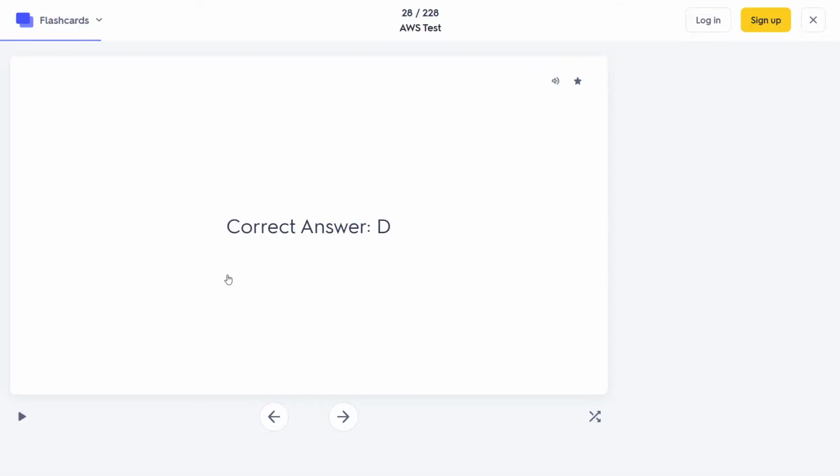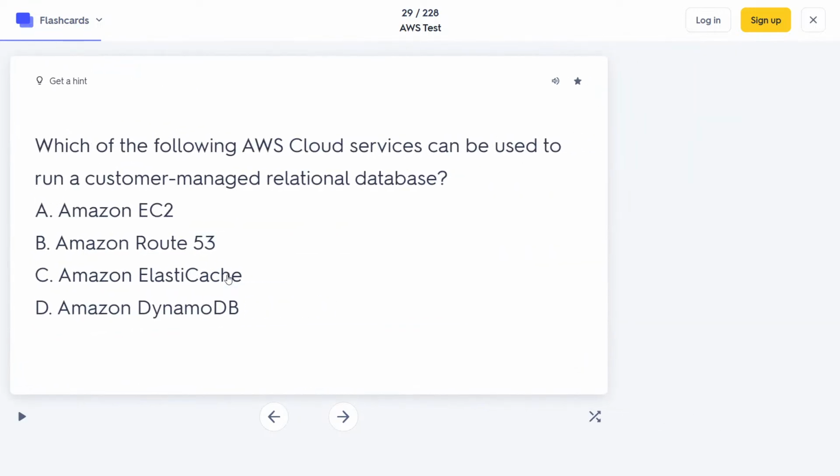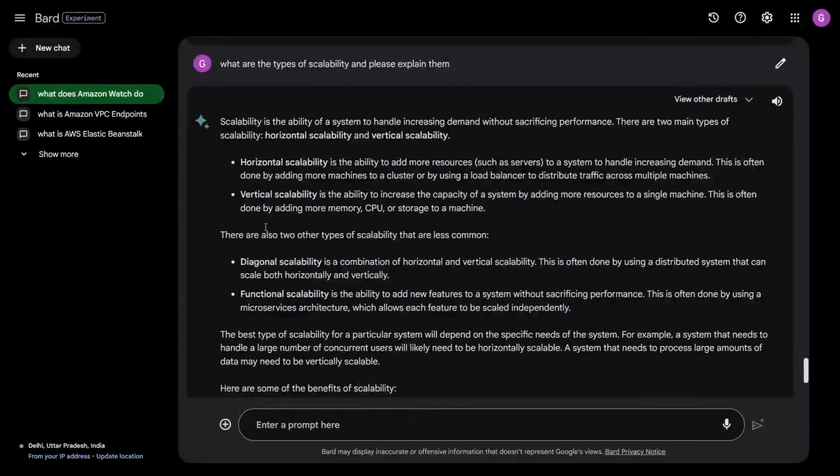Yeah, so we were talking about Bard. Welcome back, Magicals. So, which of the following AWS Cloud, wait, was I talking to Bard? Oh, yeah, what are the types of scalability?